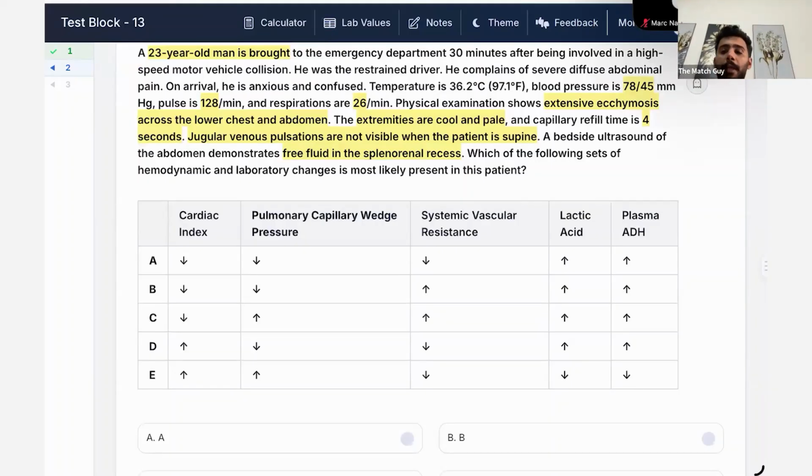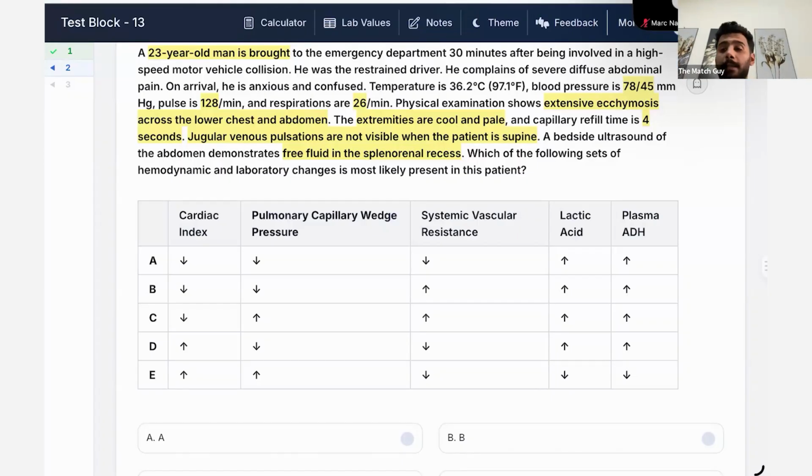And there are things that I have to explain. So we did explain the PCWP and the SVR. We did not explain what a cardiac index is, but for all practical purposes, you can consider cardiac index to be the same as cardiac output. Cardiac index is just cardiac output divided by the surface area of the body. So it's a way to standardize the cardiac output, but it's basically the same thing.